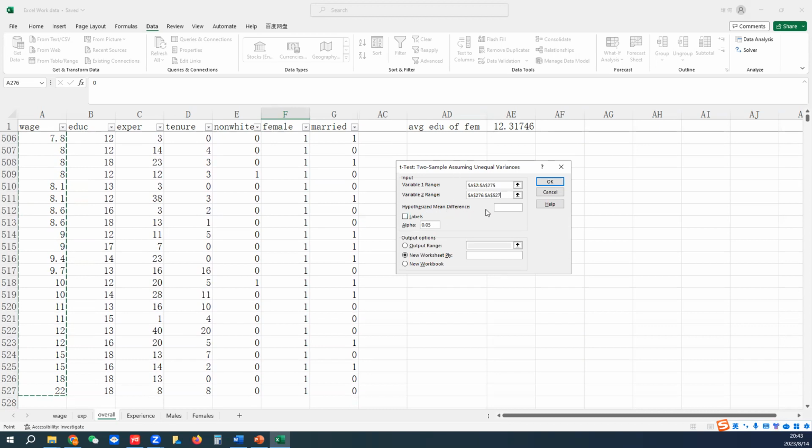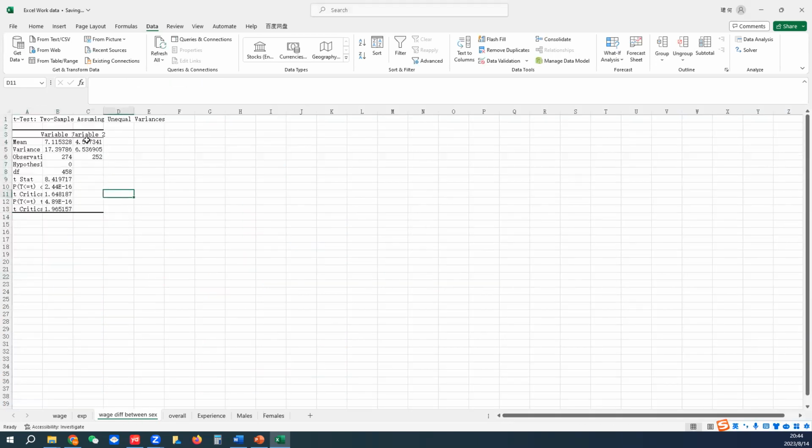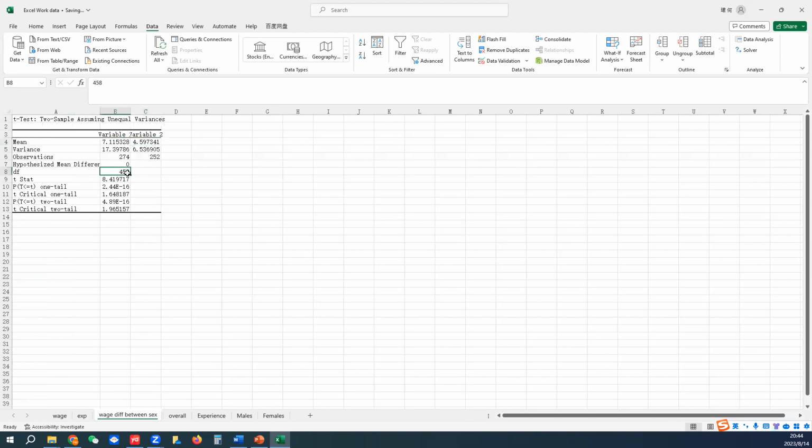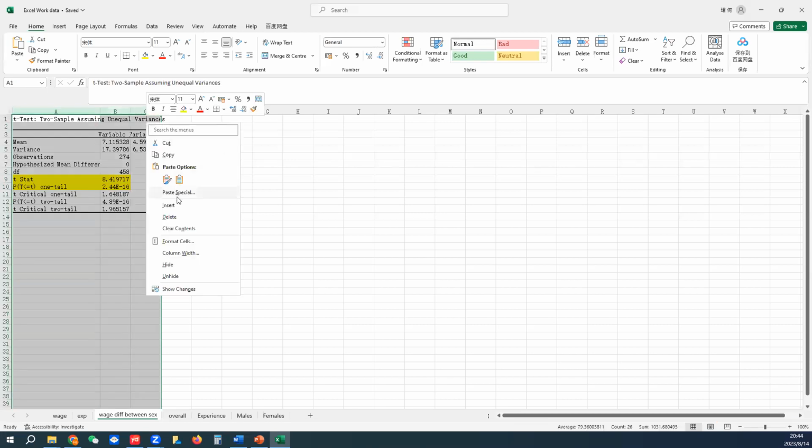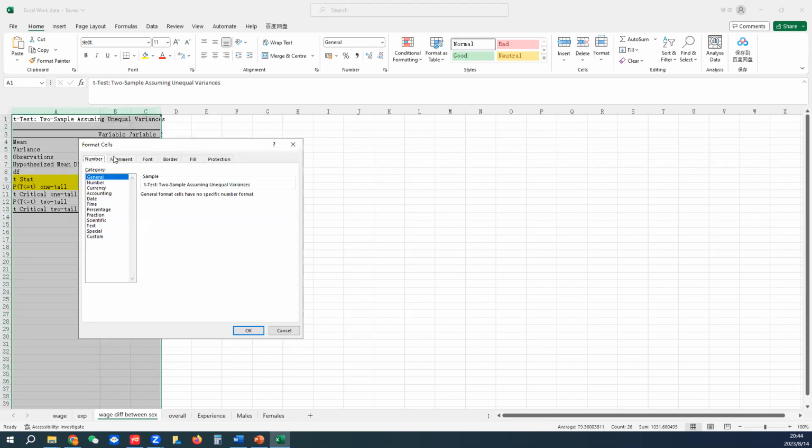And the hypothesized mean difference is 0. We assume they are the same. Okay, and here the new worksheet is wage difference between sex. So as you can see, what we should be looking at are the t-stat and p-value. The p-value looks like this. If you don't like it, you can change the format of cells into number.